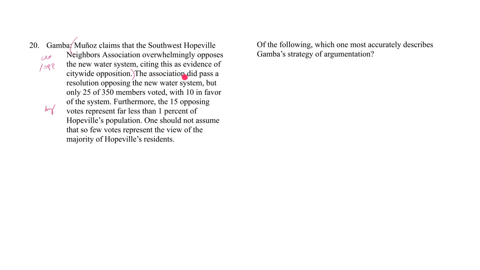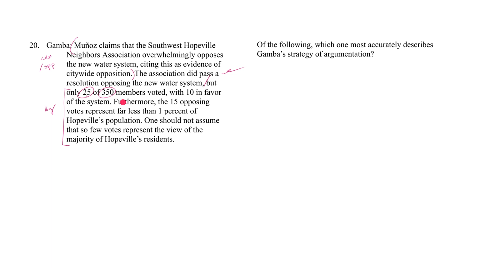She says the association did pass a resolution opposing a new water system. Okay, this is a concession point, right? Munoz is talking about this neighborhood association, like there's some resolution, right? They oppose the new water system. Gamba's like, I'm not going to argue with you on that point. This is what we call a concession point, and I typically notate that with this sign, right? Yes, I concede. Yes, they did pass a resolution opposing a new water system. You're not lying about that. But, right, again, very classic maneuver. But here is my argument. Only 25 of your 350 members voted.